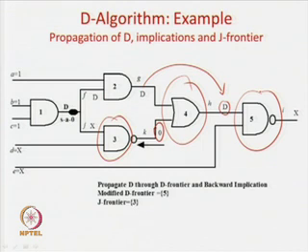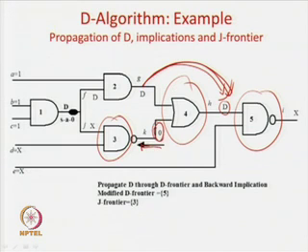So, what we have seen is that whenever there is a propagation of this D or D prime, some new D frontiers and J frontiers arise. In this case, you propagated the value from here to here. So, immediately 4 is deleted from the D frontier list, but it creates a problem.